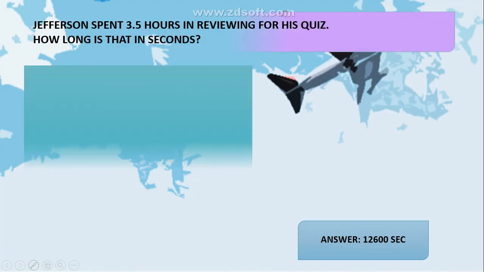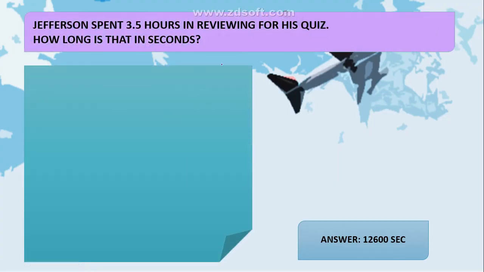Okay. The first one is: Jefferson spent 3.5 hours reviewing for his quiz. How long is that in seconds? So we have a given. When you have worded problems, the first thing that you always have to do is label your given.